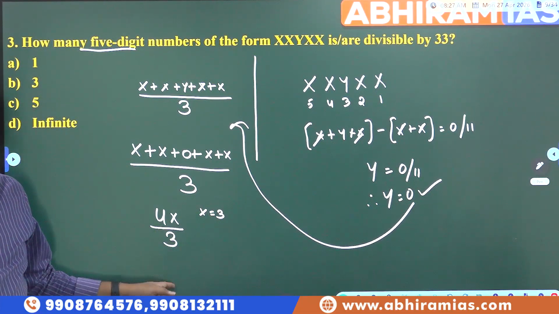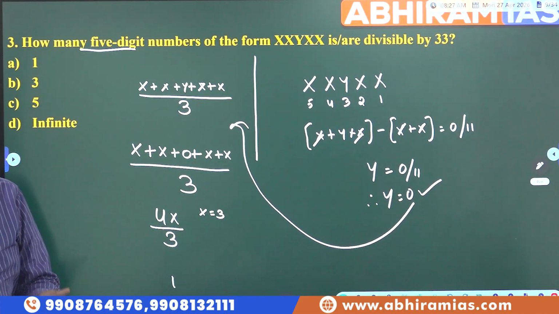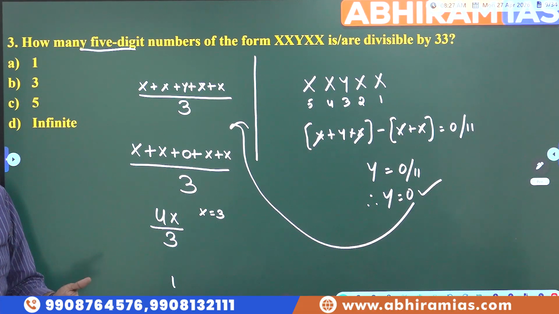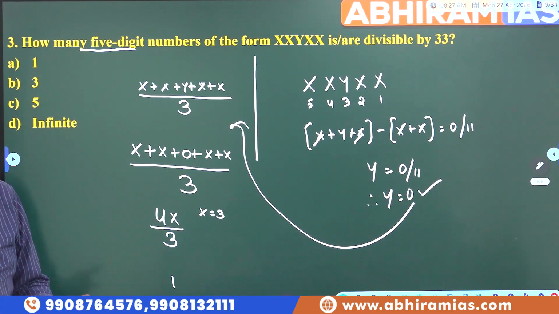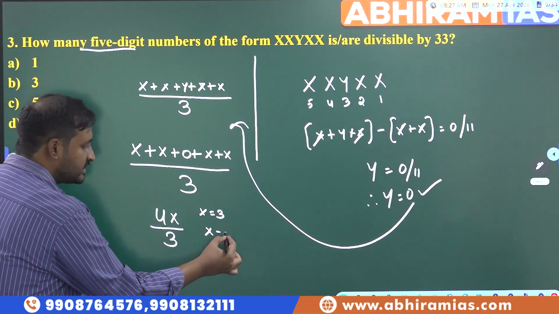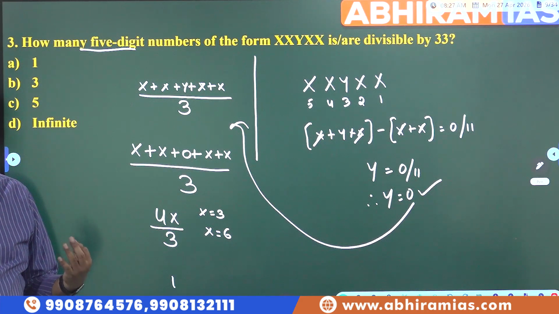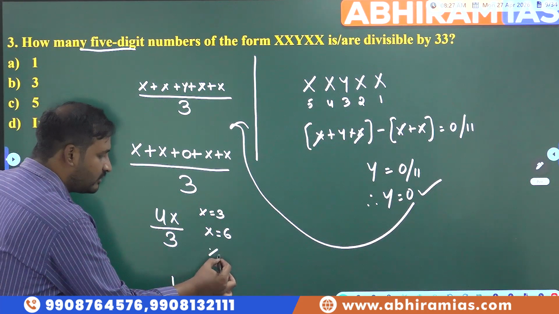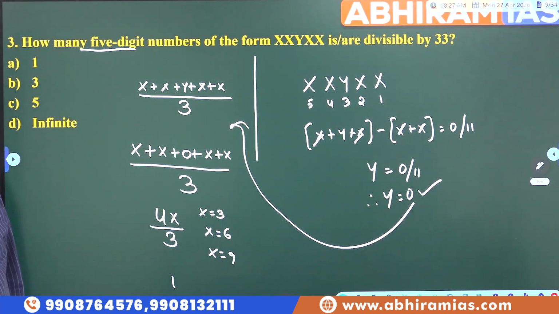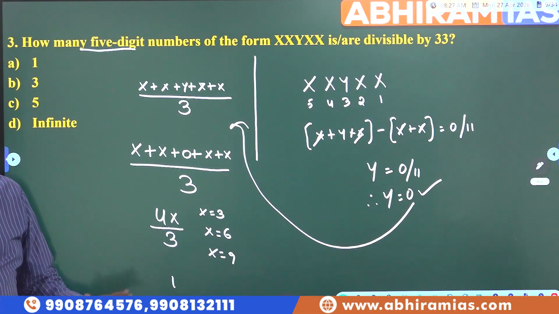So 4 3s are 12. Yes, 12 is divisible by 3. Next 4, no. 5, no. 6, yes, 4 6s are 24, and 24 is divisible by 3. So I can take 6. Next 7, no. 8, no. Next 9. So x equal to 9 I can take. And later all are 2-digit numbers, so it is not possible.